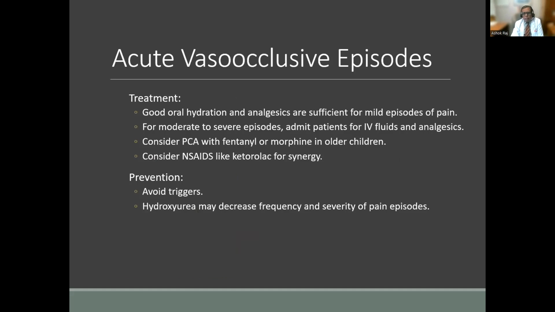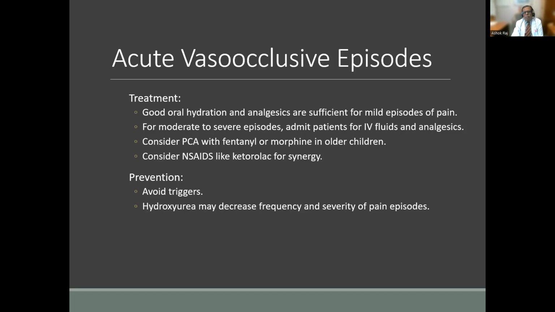So when you have acute pain episodes, it's important to maintain good hydration and analgesia. We have developed new pain guidelines for the emergency department. I don't have time to go over that in detail, but it's important to promptly administer IV pain medicine. You should also consider using PCA with fentanyl, morphine, or even Dilaudid as needed to get maximum pain control. NSAIDs, like ketorolac, are often used for synergy.